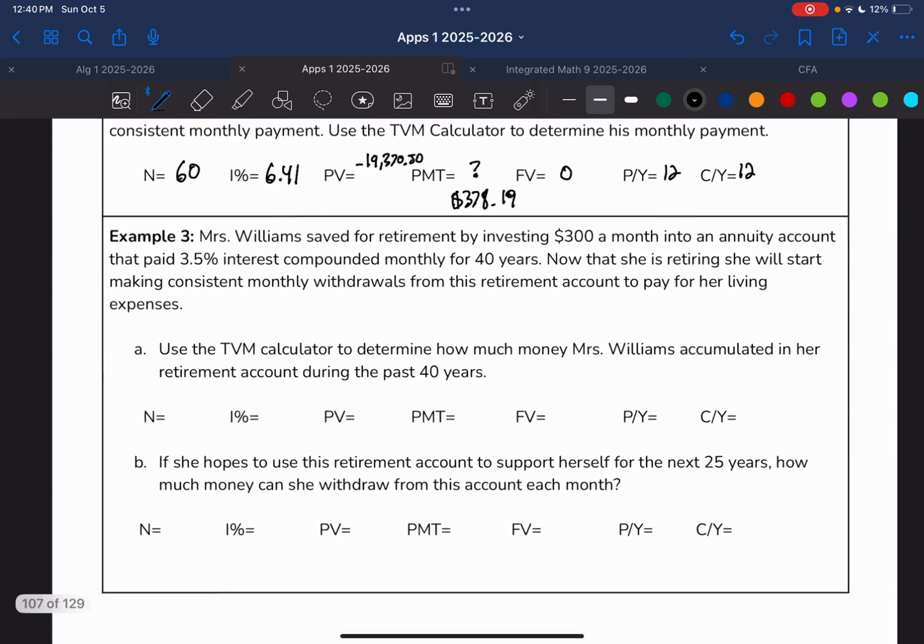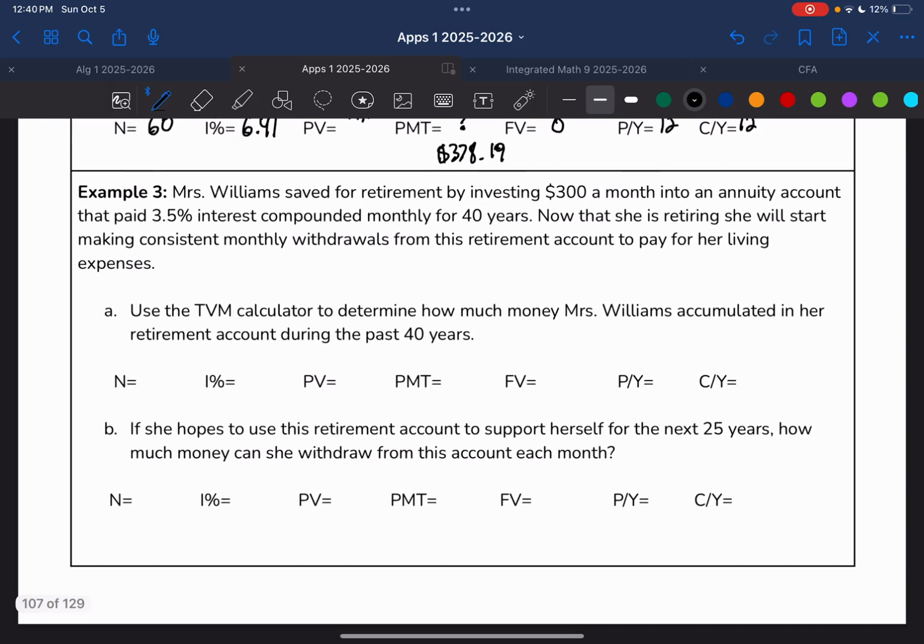All right. So now if we go down to example 3, we have Mrs. Williams saved for retirement by investing $300 a month into an annuity account that paid 3.5% interest compounded monthly for 40 years. Now that she is retiring, she'll start making consistent monthly withdrawals from the retirement account to pay for her living expenses. So we have two things going on here, right? First of all, as she's working, she's accumulating money in her retirement account. Once she retires, she's going to pull money from that retirement account.